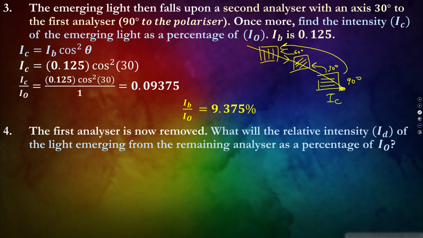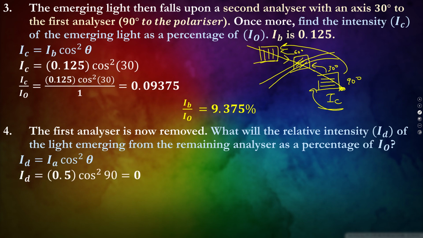If we then remove the first analyzer, so we get rid of this, what is the intensity of light? Well, at that point in time, the first and our new second are perpendicular to each other, so 90 degrees to each other. So intensity of light would be 0.